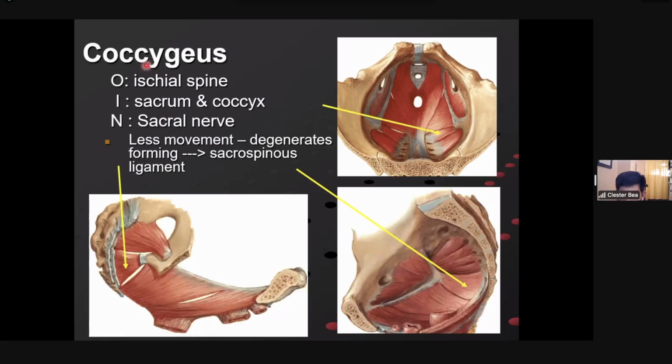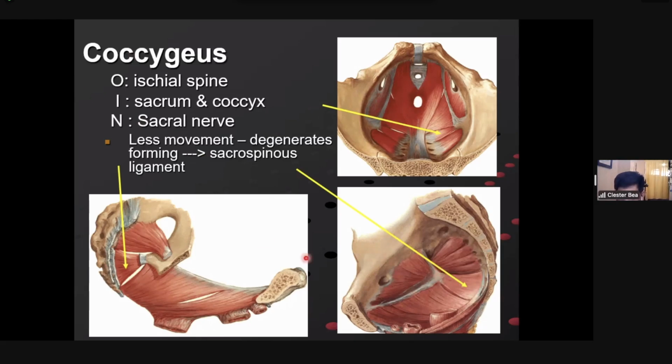Now, the coccygeus, going back to the smaller part of the pelvic diaphragm, the coccygeus, okay? This one is a small triangular shaped muscle. Okay? Its origin is from the ischial spine. Okay? And its insertion is to the sacrum or the coccyx. Okay? So baliktad yung kanyang attachment, kagaya ng piriformis natin na ang origin niya sa sacrum, yung coccygeus mo, ang insertion niya is sa sacrum and its origin is from the ischial spine.